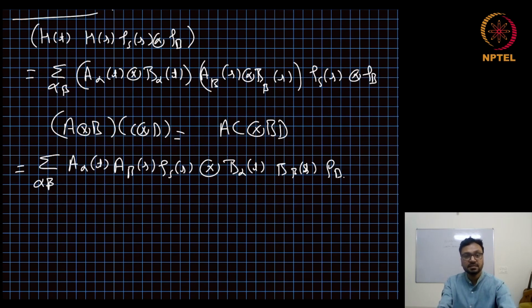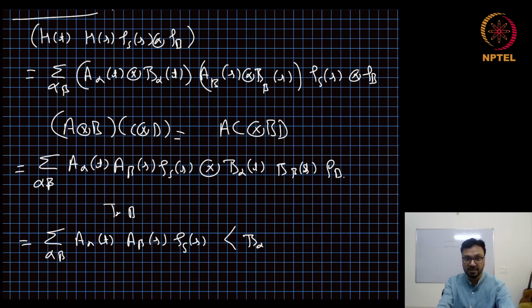Now if we take the trace over B here, then we get the sum over alpha, beta of A alpha at t, A beta at s, and rho s, times the expectation value of B alpha at t and B beta at s.